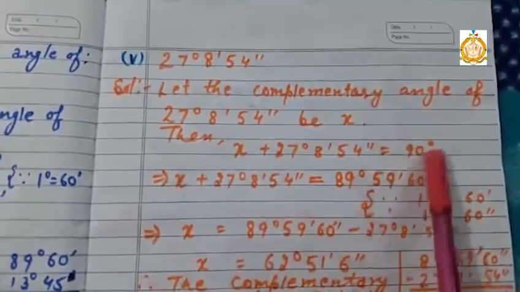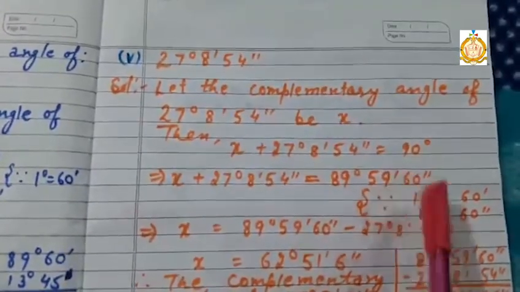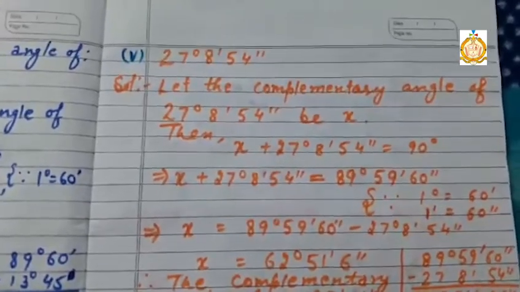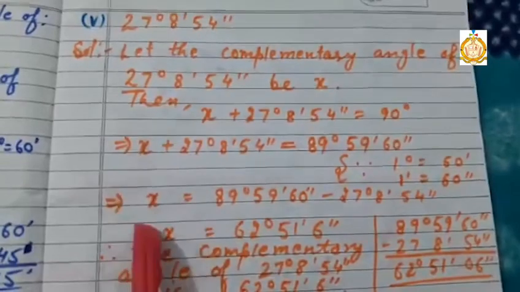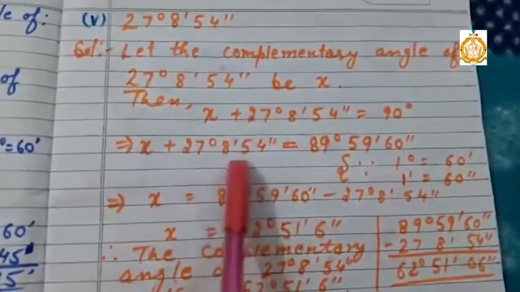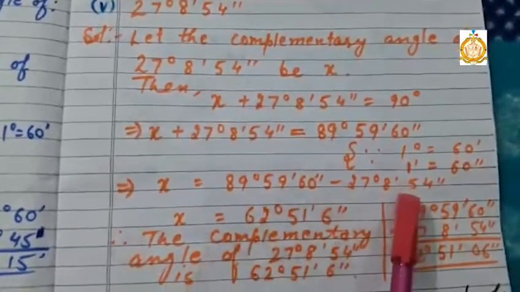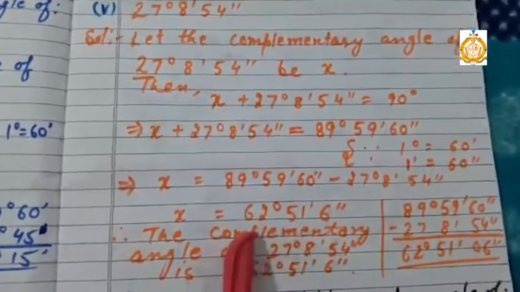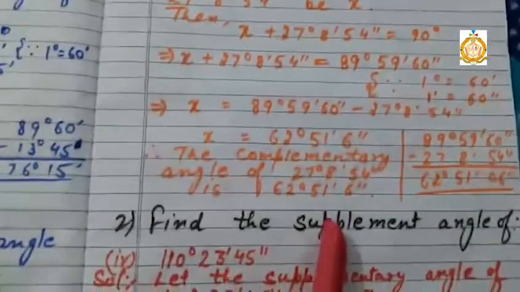So we may write 90 degree as 89 degree 59 minutes and 60 seconds. Now we have to find the value of x. x will remain as such here, and this term would shift its position and will become negative. After subtracting, you will get the answer, that is 62 degree 51 minutes and 6 seconds.